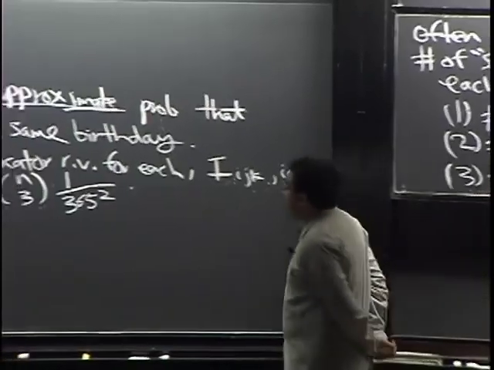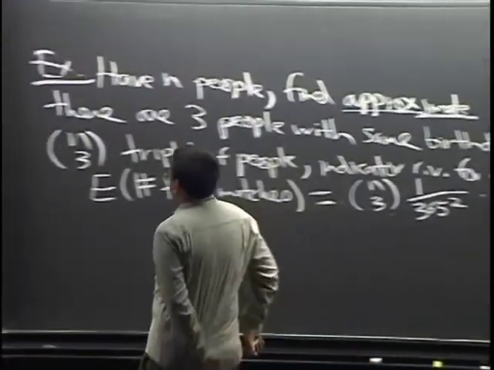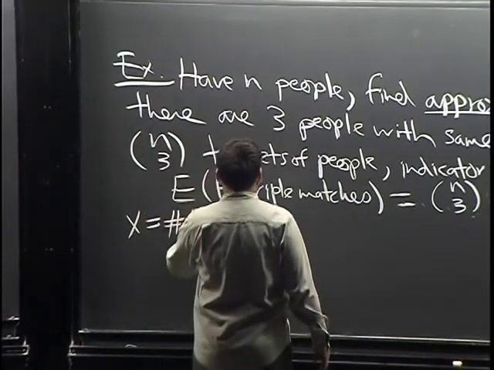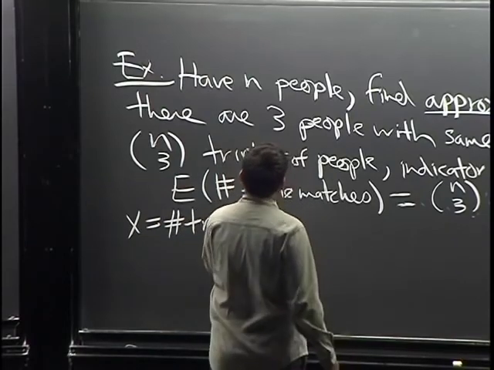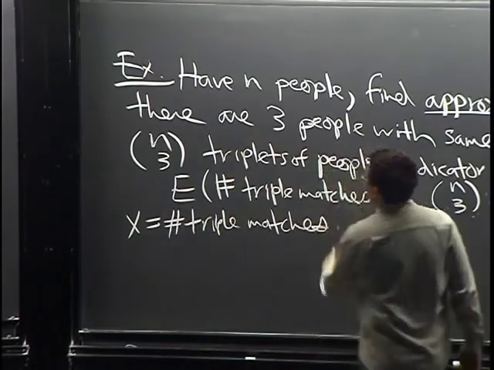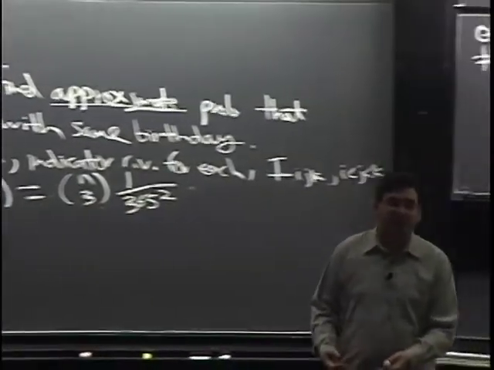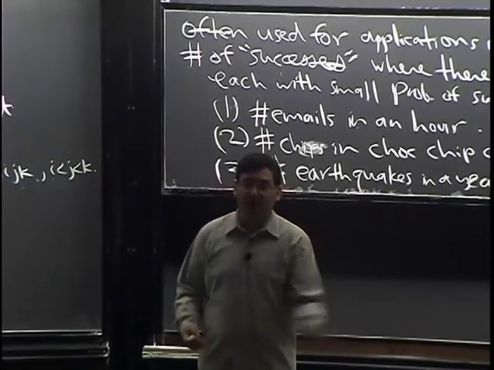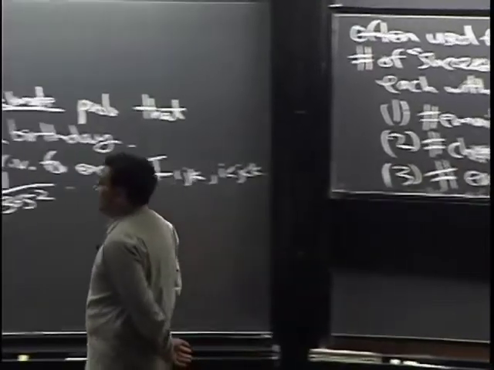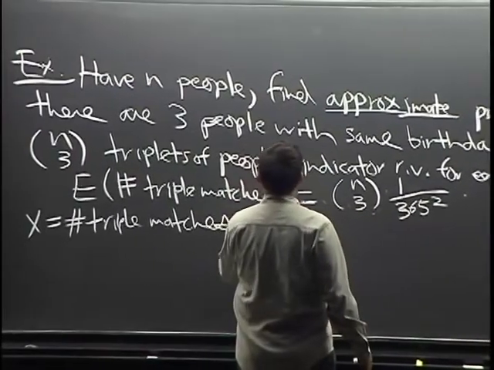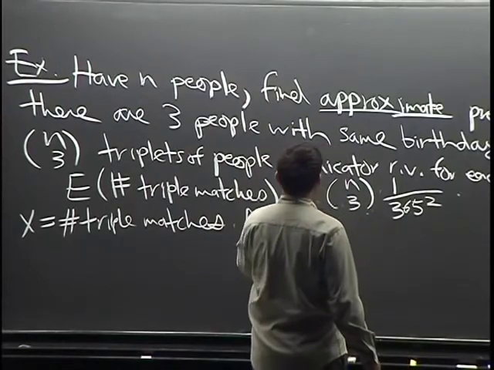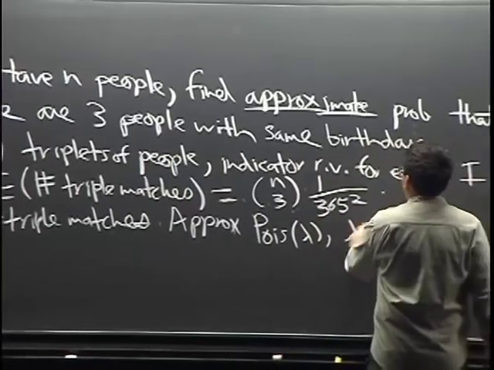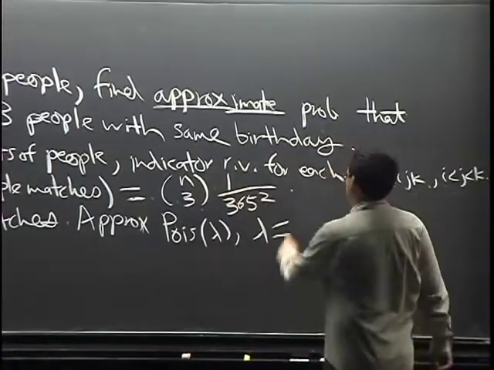Okay? So now we're going to use the Poisson approximation. And so let's let x equal the number of triple matches. There's no possible way that x could be exactly Poisson, because the number of triple matches couldn't be more than the number of triplets, whereas the Poisson has no upper bound. Okay? But we're claiming that it's approximately Poisson. And so let's talk a little bit more about why that approximation is valid. And lambda is what we just computed. It's the expected value.